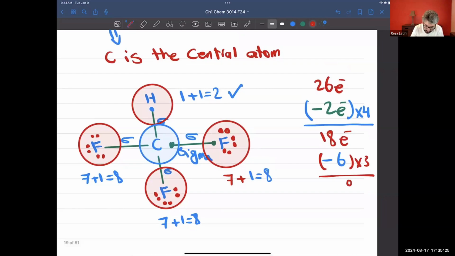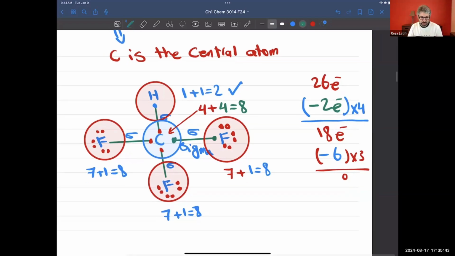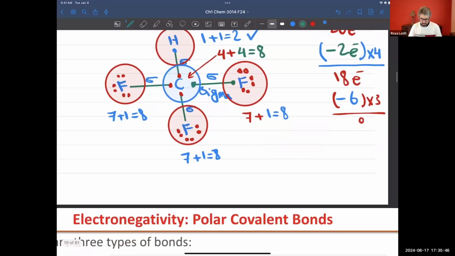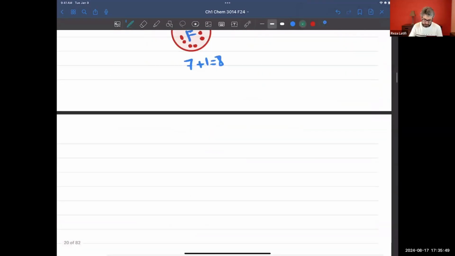How about carbon? Let's check carbon. I see 4 electrons here. So I go 4. We made 4 bonds. That's going to be octet. So everything is octet, and that's the Lewis structure of the molecule. Next thing that I want to practice is going to be the formal charge. What's the formal charge?